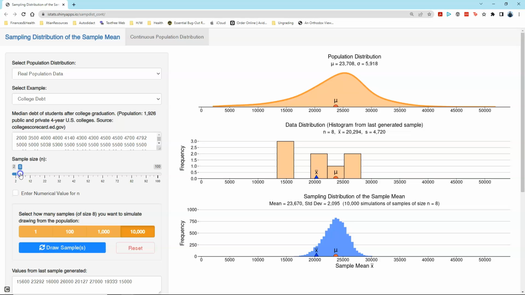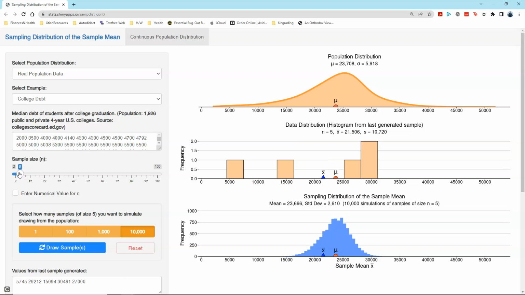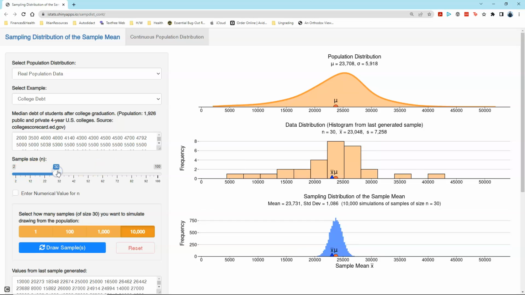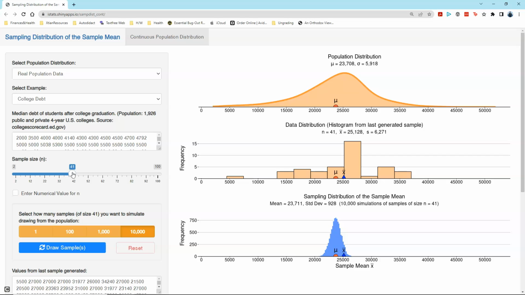In fact, if I lower the sample size a little bit more, we see that the sampling distribution of sample means still stays approximately normal, a little bit of a jag at the top. But if we increase the sample size, we see that the sampling distribution of sample means becomes very highly normal. In fact, as I get close to this value of 30, we see that it just gets more and more normal as I increase the sample size.